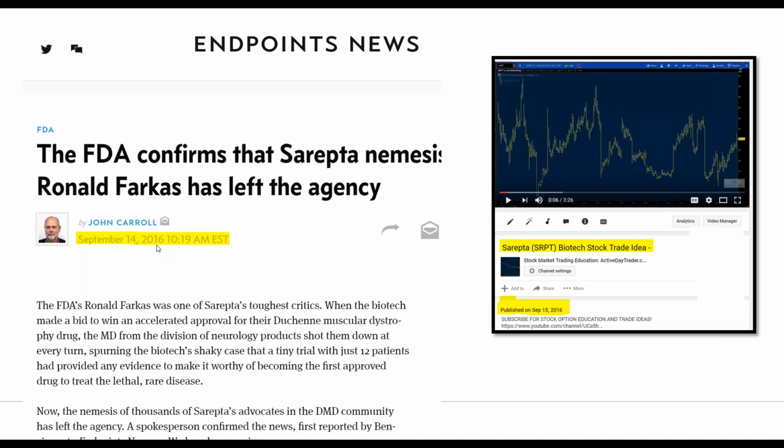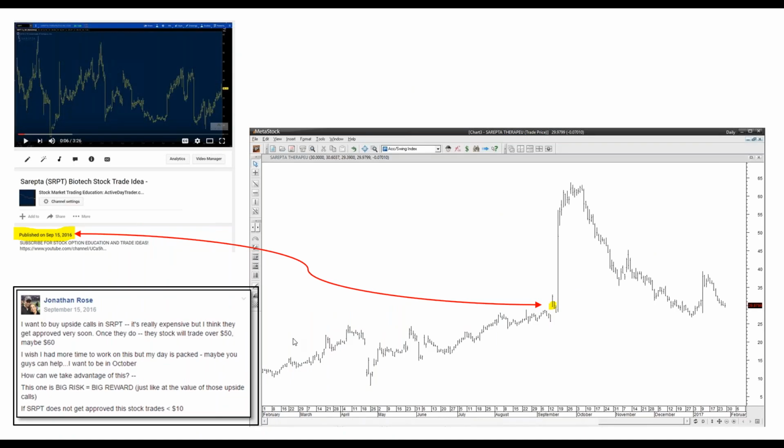Knowing that SRPT has their FDA announcement on a Friday, this article came out on a Wednesday. All of a sudden, the FDA's nemesis leaves the agency. Well, to me, that's obviously a red flag. September 14th, September 15th, I shared a trade idea with my Premier members. And then 2 or 3 days later, the news comes out, SRPT's drug is approved.